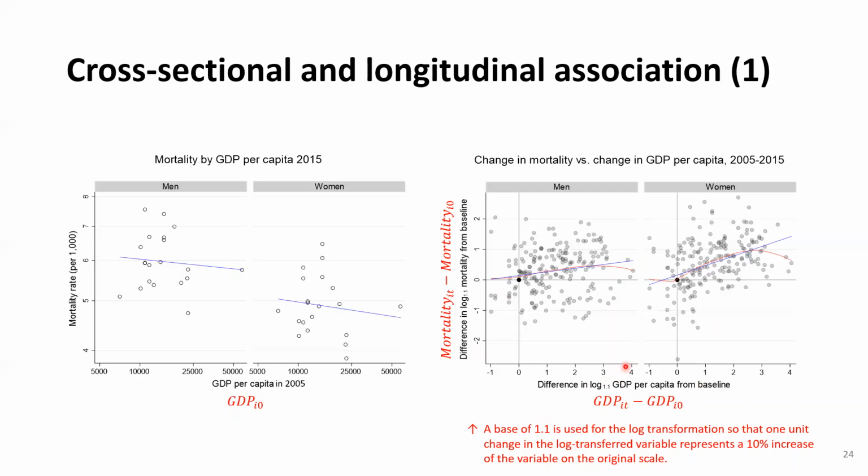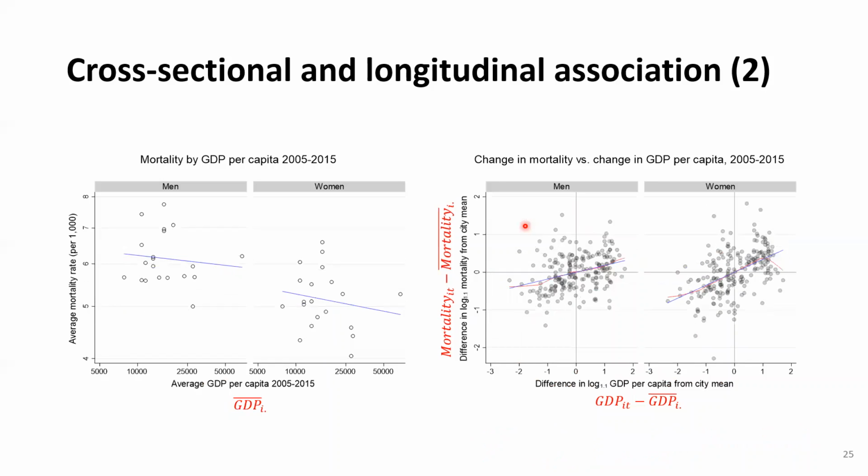I said a lot before we look at this plot. But for men and women, we see a kind of increasing pattern as GDP per capita changes positively, meaning as GDP increases, it seems that mortality also increases. This is the association we see.